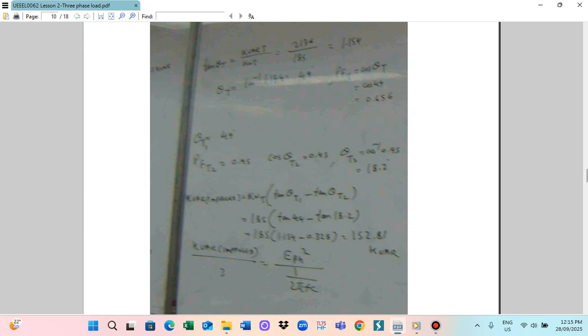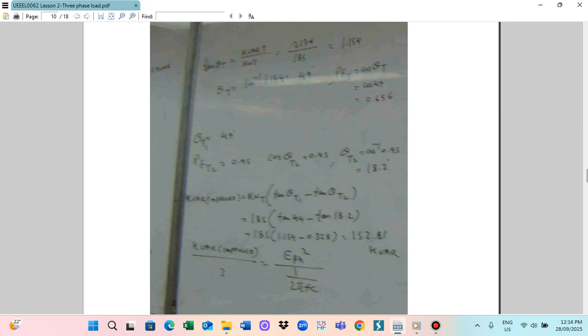So 0.95. So this means theta total 1 is equal to 49 degrees. So power factor total 2 is equal to 0.95. So this becomes cos theta total 2 is equal to 0.95. So the theta total 2 is equal to cos inverse 0.95. So the inverse of cos 0.95, you got 18.2 degrees. So theta total 1 is 49 degrees, theta total 2 is 18.2 degrees.